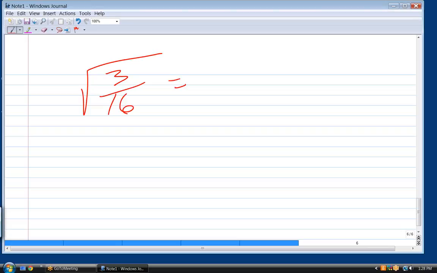First step: always do the first step if you don't know where to begin. In other words, separate it into the division of two square roots rather than the square root of the division. So what's the first step? The square root of 3 divided by the square root of 16. Okay. And one of those is not irrational, so... Well, what is this?